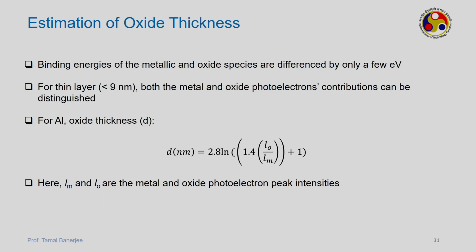Okay. Now, sometimes the XPS can also measure the thickness of a layer. For example, if we want to measure the thickness of a metallic oxide, for a thin layer less than 9 nanometer, both the metal and metal oxide photoelectron contributions can be distinguished. For aluminum, the formula is known. The thickness of the layer is equal to 2.8 ln of 1.4 Lo by Lm. The Lm and Lo are the metal and metal oxide peak intensities. So, if you know the peak intensity of the metal oxide, you can find out the thickness.